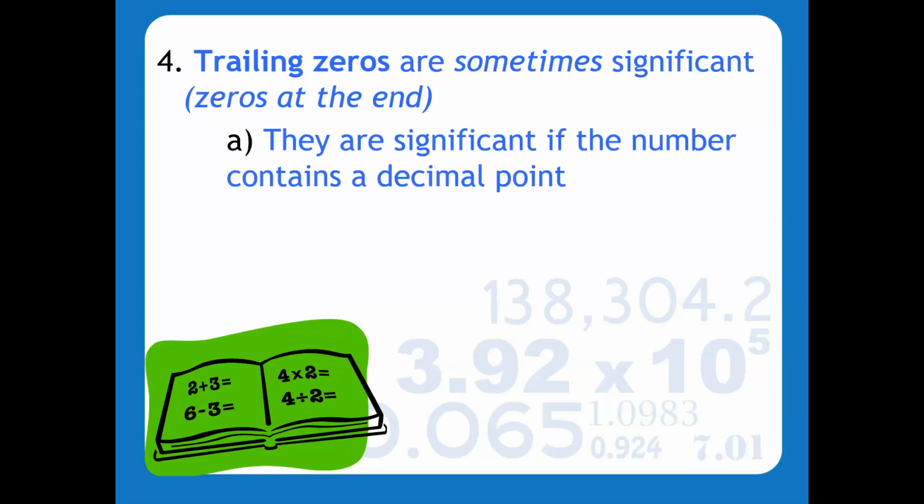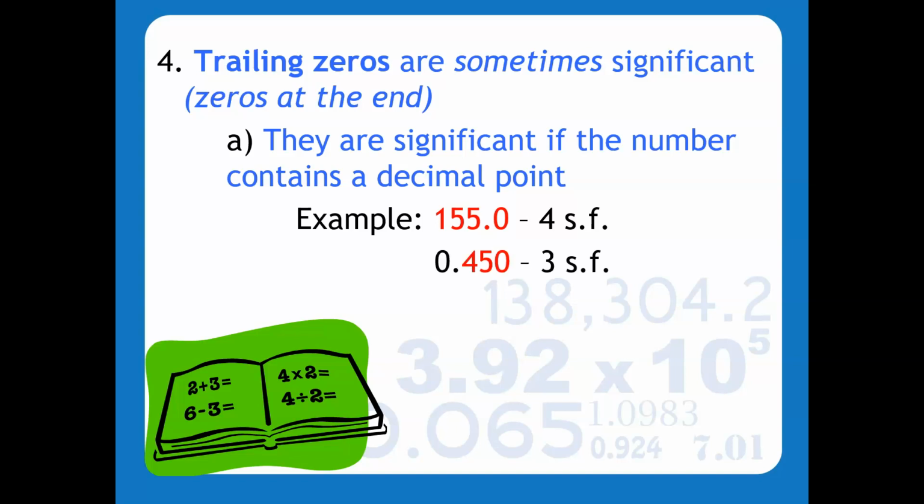The first thing is they are going to be significant if the number contains a decimal point. So for example, 155.0. That 0 is considered significant. Also, it's a trailing zero because it comes at the end of the number. So that 0 is significant, therefore there are 4 sig figs there. 0.450, the 0 all the way to the left is not significant, that's just a leading 0. The 0 at the end, however, because there's a decimal point, means that it is significant. So there are 3 sig figs in that number.